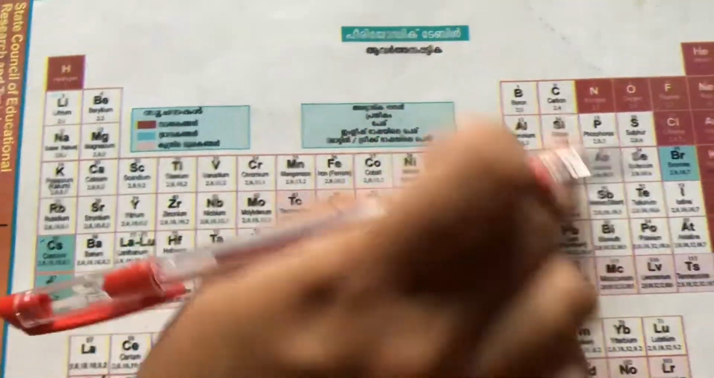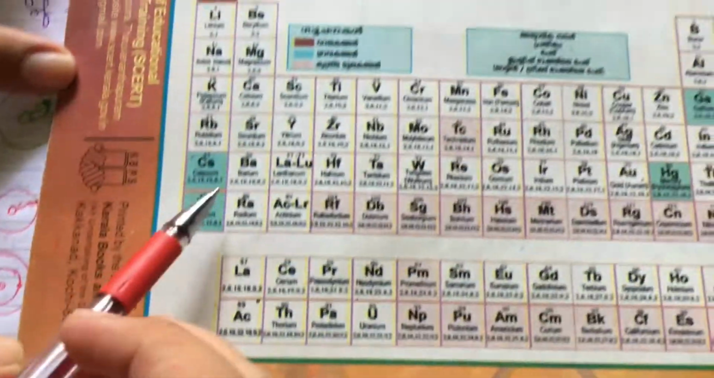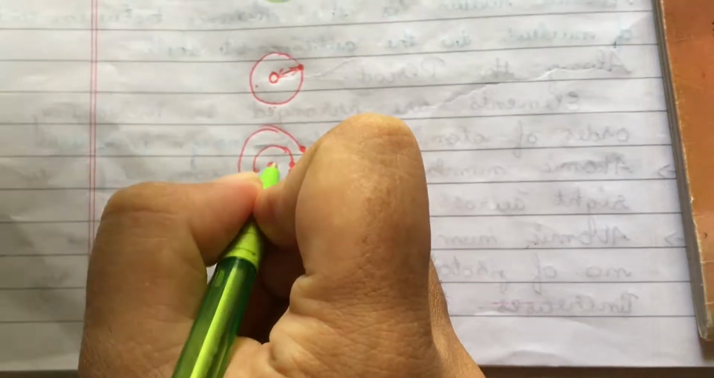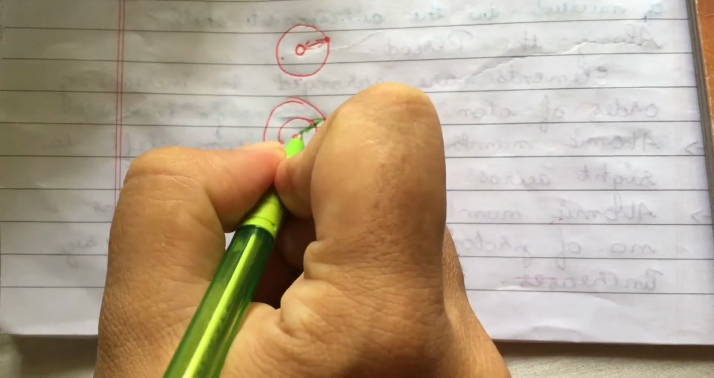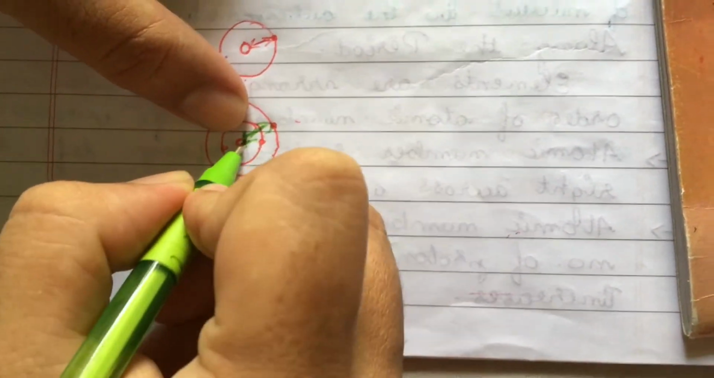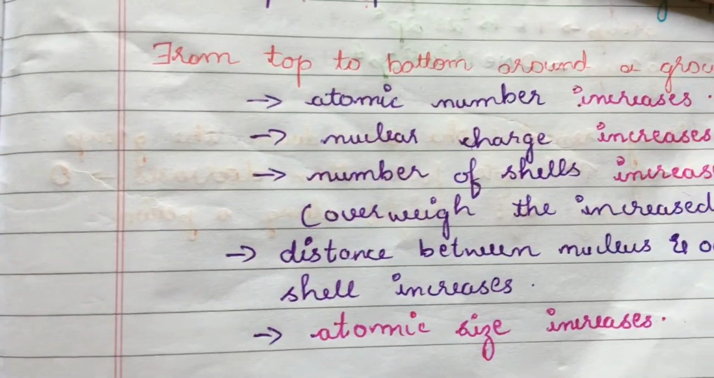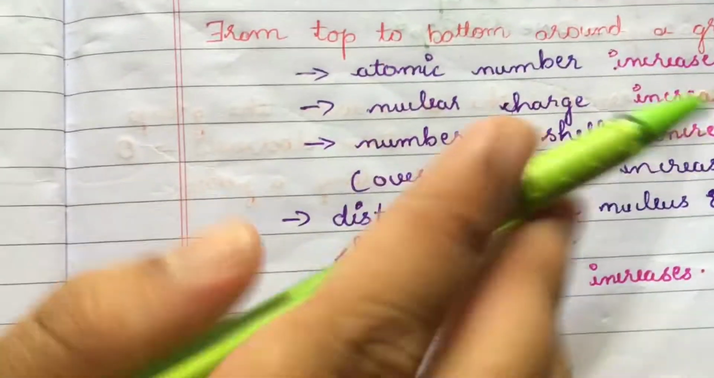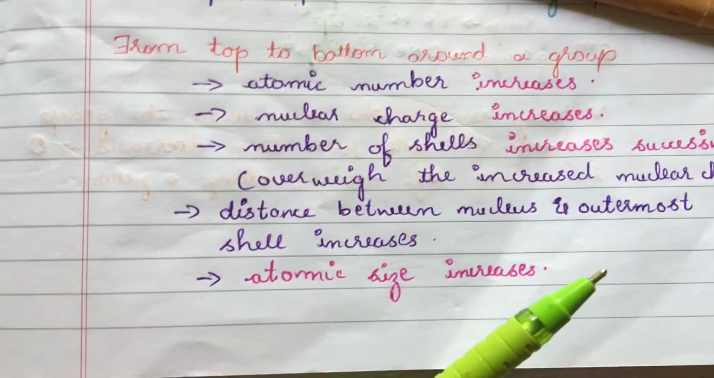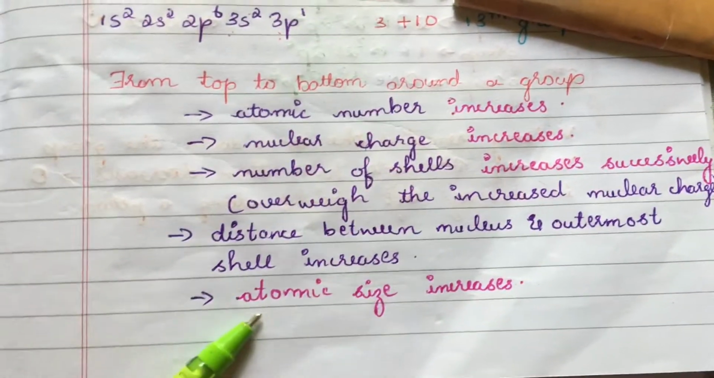and this takes place in all the groups. This is applicable to all the groups in the periodic table. That is, the number of shells increases. As a result, the charge on the nucleus will be increased, but even though the charge on the nucleus is increased, the number of shells is also increased, and this outweighs the increased nuclear charge, so the distance between the nucleus and the outermost shell will be increased. So what happens is that atomic size increases.